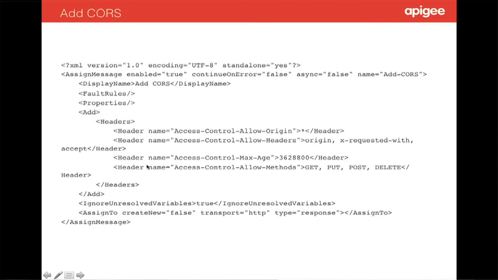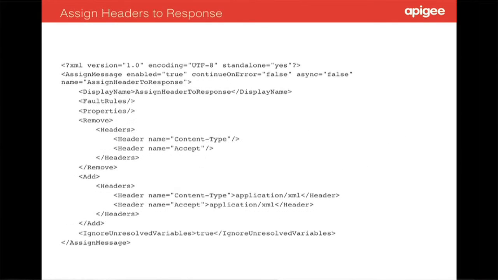Then likewise on the response, we use CORS. We assign a header to the response so that it's an XML application, so that then when we strip the SOAP details, take off the SOAP envelope and only pass XML back, the XML to JSON policy can run.